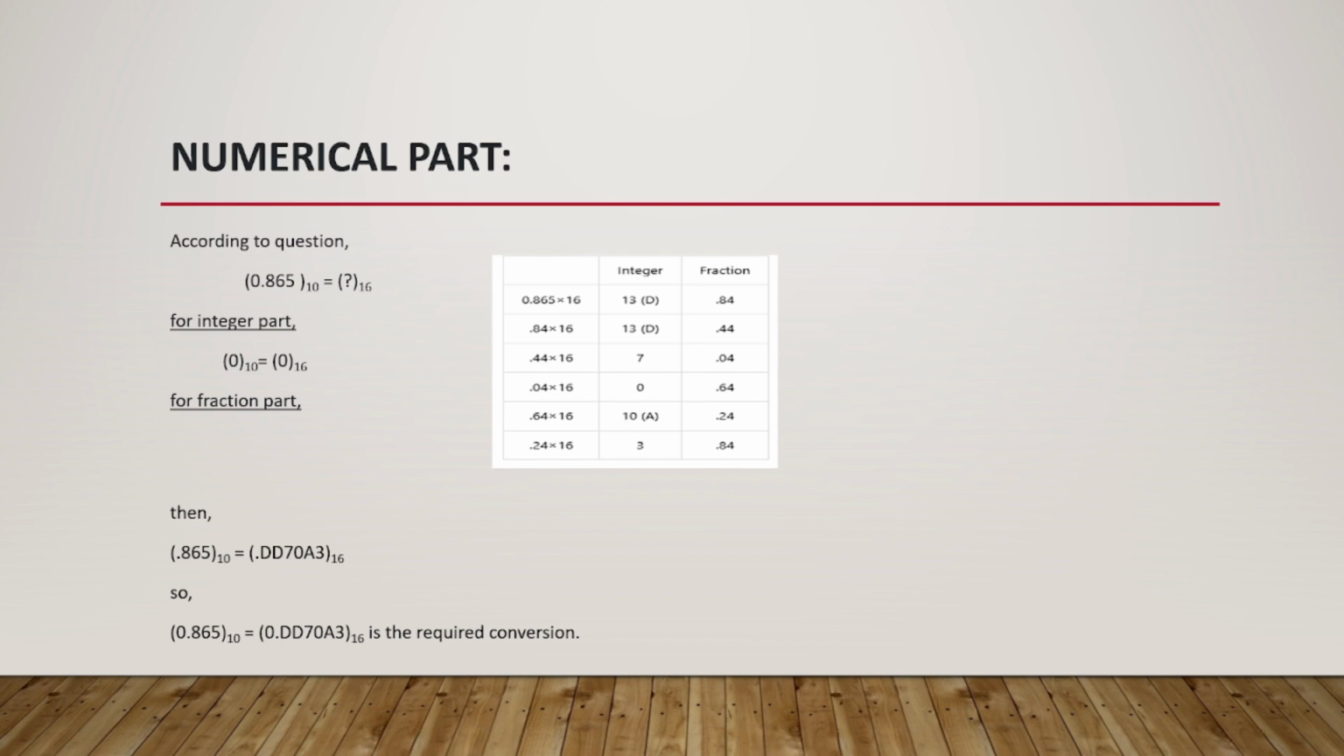Step 2. Multiply the fraction by 16 again and again. Each time, the integer part becomes the next digit in hexadecimal. The fractional part is carried forward for the next step.